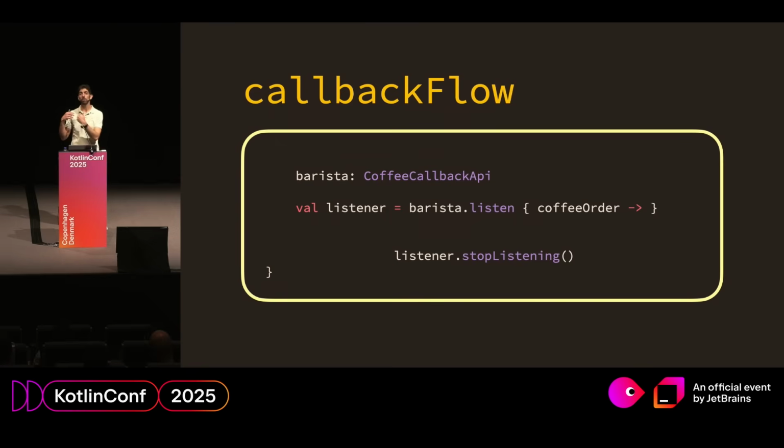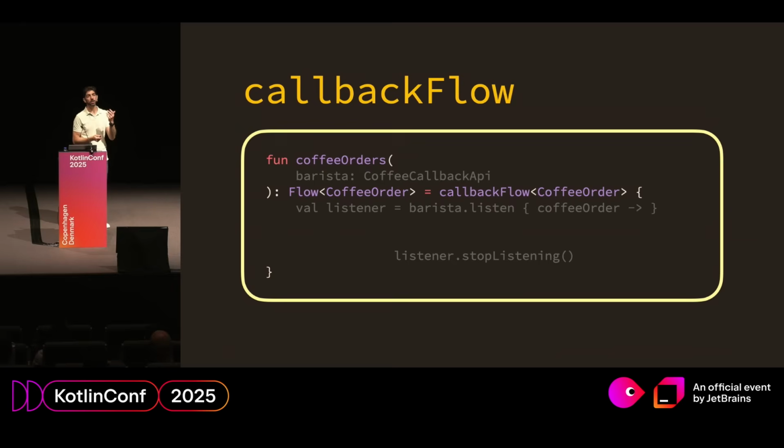And if we wanted to convert this and have all the elements in a flow, what we can do is create a function, coffee orders, for example. We expose a flow of type coffee order. We call callbackFlow, which is internally going to create a coroutine, although we don't care about it right now. We'll see that in a second.